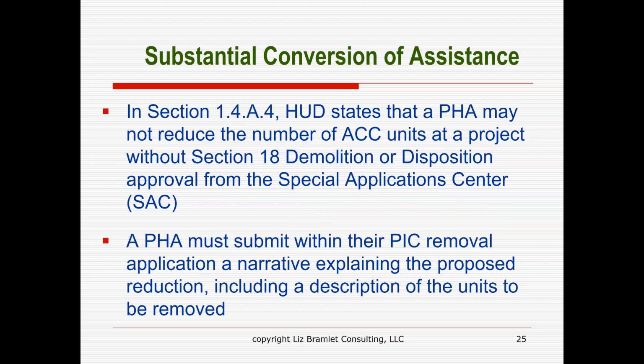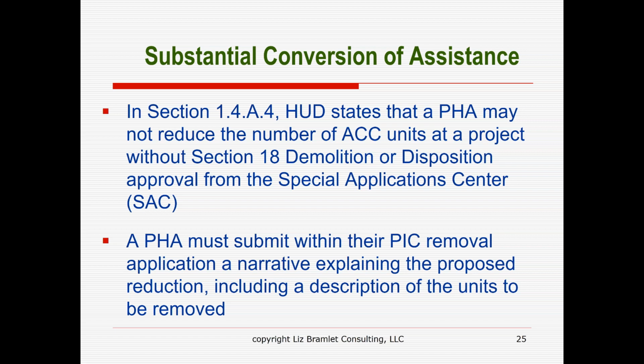Now, we want to talk a bit about substantial conversion of assistance. In section 1.4.8.4, HUD states that a PHA may not reduce the number of ACC units at a project unless they have received approval from a section 18 demolition or disposition from the Special Application Center, what we refer to as the SAC. The PHA must submit within their PIC approval application information explaining why they are proposing the reduction in the number of units and include a description of the units to be removed.